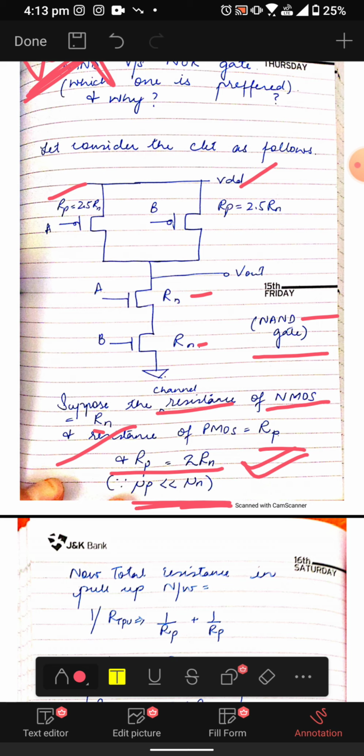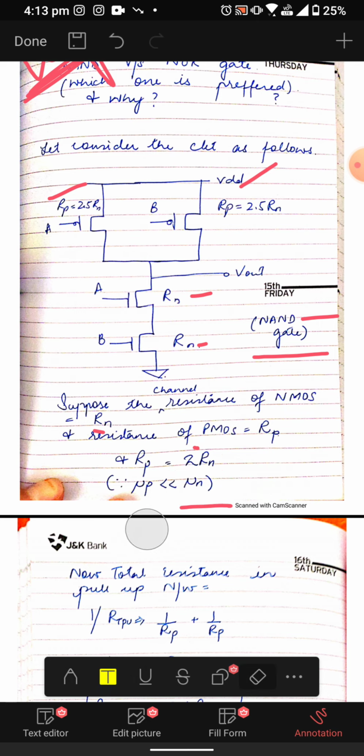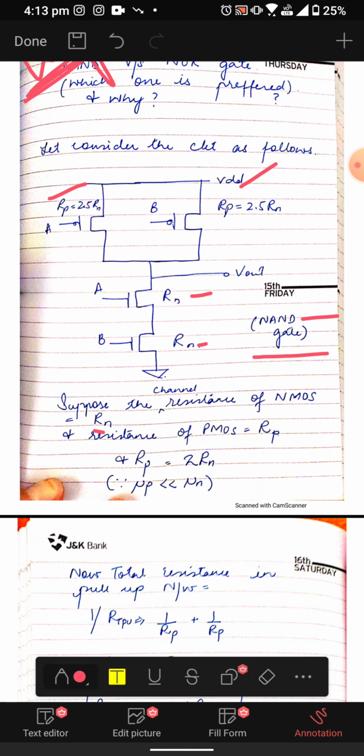I've taken it equal to 2.5 in the diagram. Please make a correction over here. Rp is equal to 2.5 Rn. The typical values are double or triple, but here in this example, I have taken it equal to 2.5 times Rn.